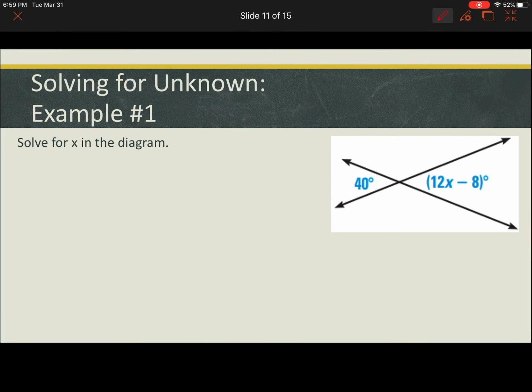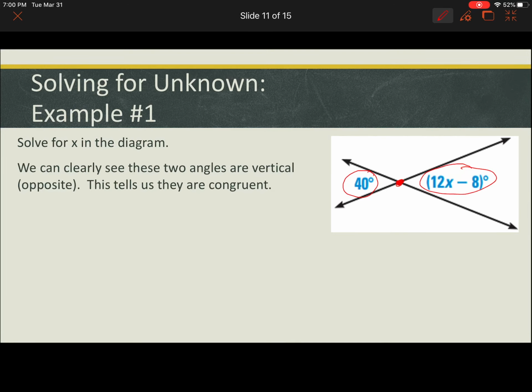So let's try a few examples. Example number 1, we want to solve for x in the diagram. So we see we have two lines. They have a vertex. On this side, we have 40 degrees. And now on the opposite side, we have 12x minus 8 degrees. So we can see that these are vertical. They're opposite. So that also tells us they're congruent. So since they are congruent, we know they equal each other.